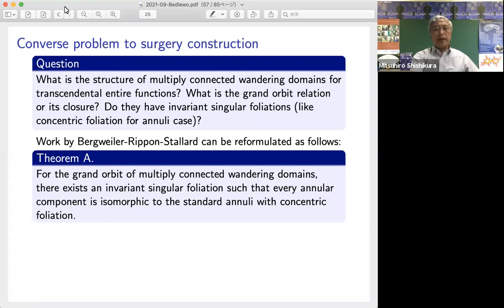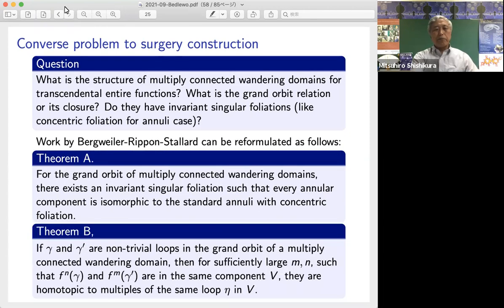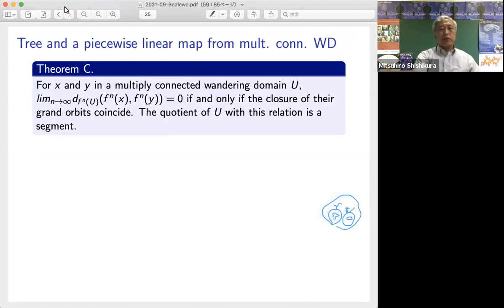You can find the invariant singular foliation on these multiply connected wandering domains such that each non-singular leaf is a set of concentric circles in a standard annulus. If you have a non-trivial loop in this multiply connected wandering domain, in general you may have two different loops. They eventually go to the same loop, or a multiple of the same loop, in the further domains. So it has the same pictures.